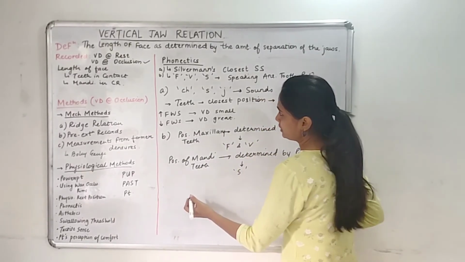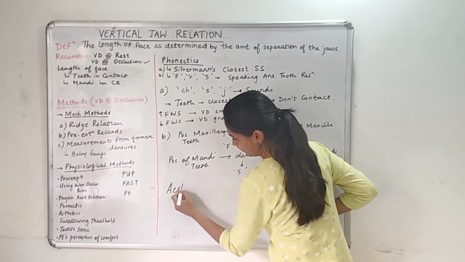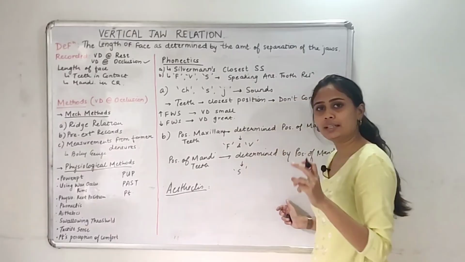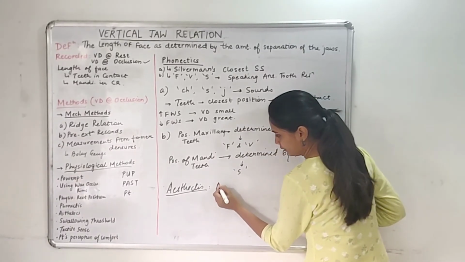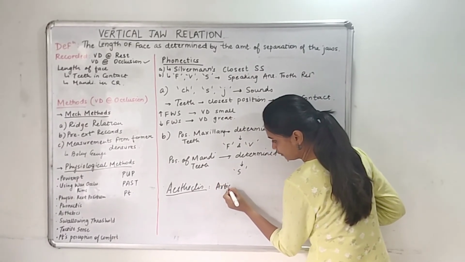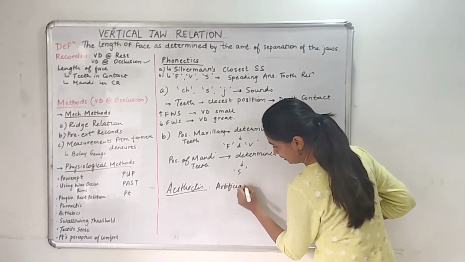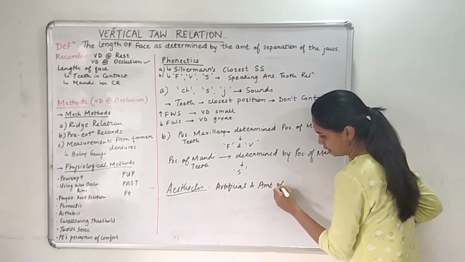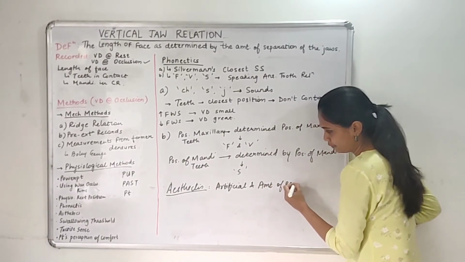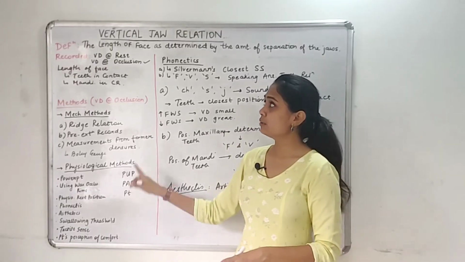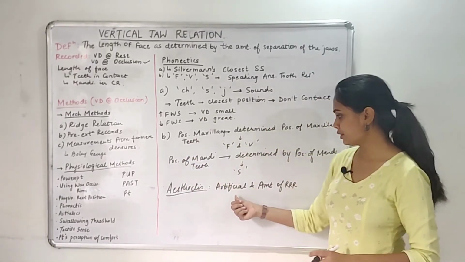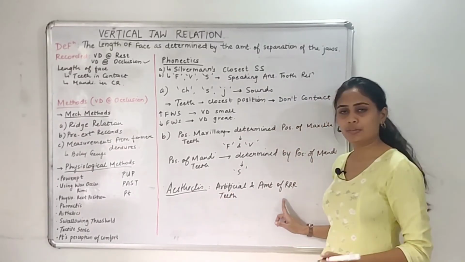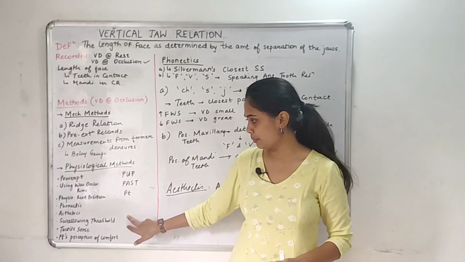Then about the aesthetics, I'll just mention it here. In aesthetics, we see about the artificial teeth selection. So the length, the width, the length of the artificial teeth that we will have to place, and the amount of residual ridge resorption. I'll just write RRR. So for the aesthetics in the vertical dimension at occlusion, we have just to remember 2 points: artificial teeth and the amount of residual ridge resorption in the patient.